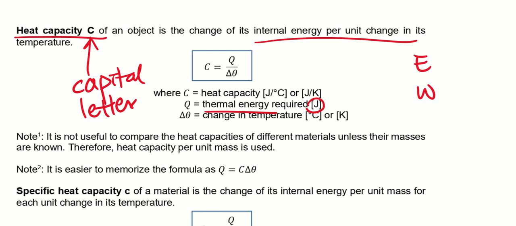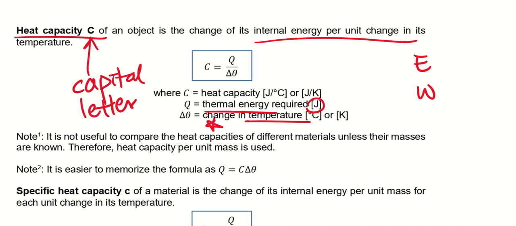What is triangle theta? Have you all learned triangle in math? Triangle means change. Theta means temperature. So triangle theta is the change in temperature. It is not the absolute temperature. It is the change in temperature.